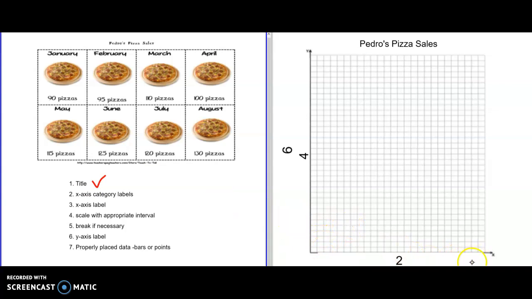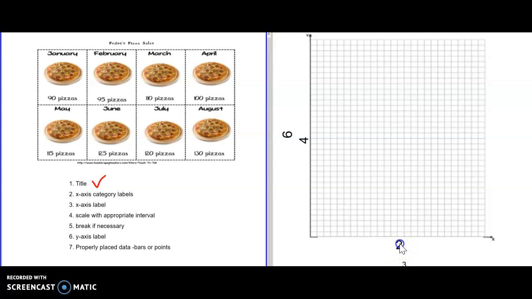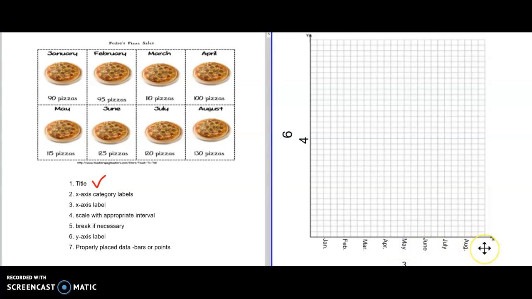So down here on the x-axis, what information am I going to be putting down here? Well, looking at this, I have January, February, March, or I have the amount of pizzas. So just thinking back, our x-axis is always going to be the items that are being analyzed or that are in categories. So I have categories of months here. So for my category labels, let me scroll down here for a second. This is number 2. And so I have my months put along there.